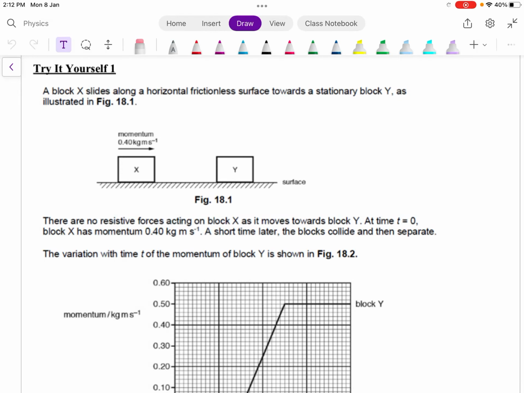Alright, so let's go through the try yourself one of the momentum notes. We have this block X sliding along a horizontal frictionless surface. When you see a frictionless surface, it means that there's no external force. So we can actually apply the PCOM, conservation of momentum, towards a stationary block. So the momentum of block Y is actually 0. There's no resistive forces acting on block X as it moves towards Y.